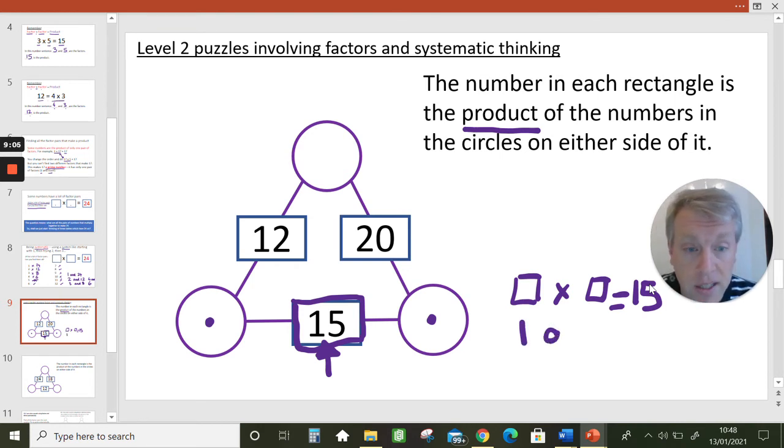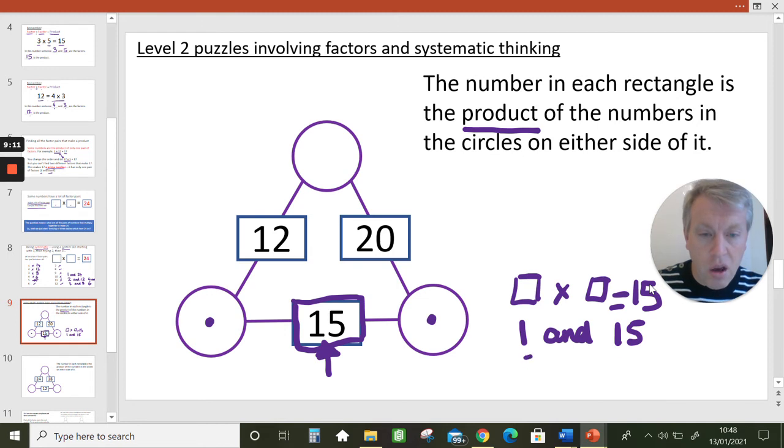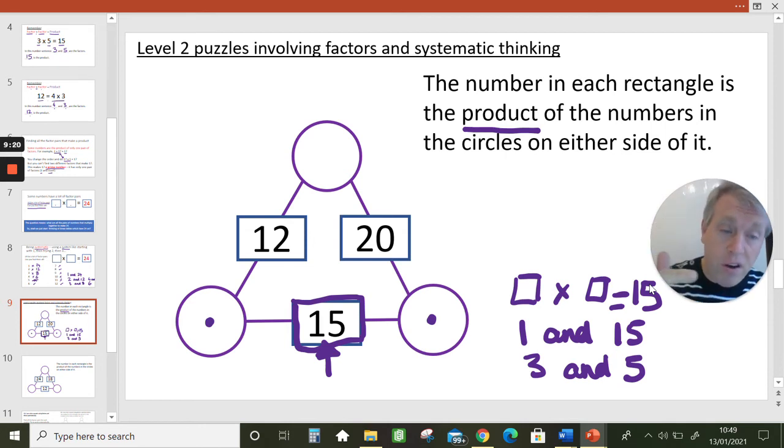Okay, well, it could be 1, I'm going to think systematically, 1 and 15. 15's not on the 2, so not 2. It could be 3 and 5. Well, it's not on the 4's, it is on the 5's, but we've said that already, 3 and 5. Okay, so now I've got to think. I've got 3 and 5 to put in these, or 1 and 15. Well, I'm going to look at the other numbers now for a clue.